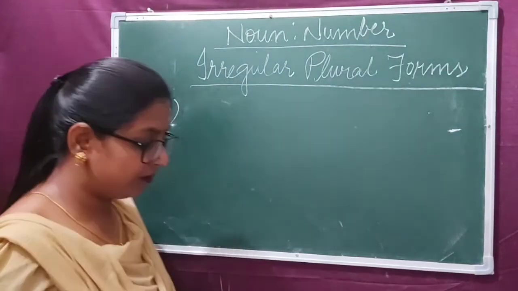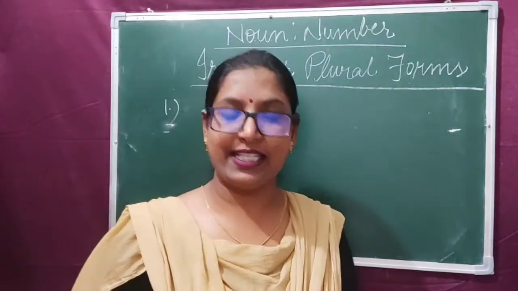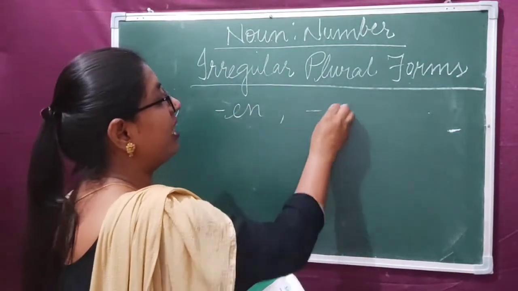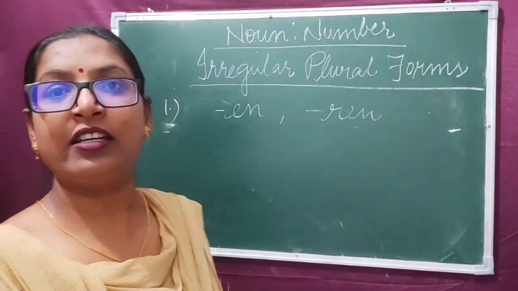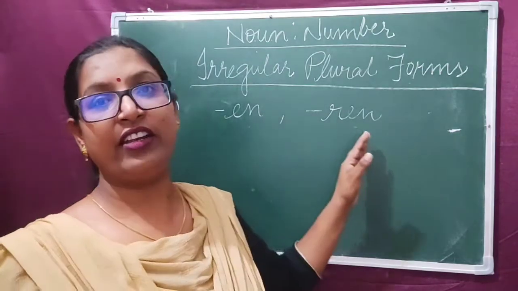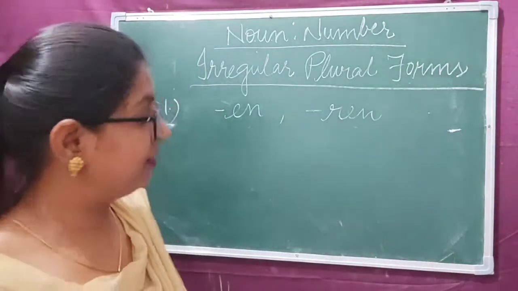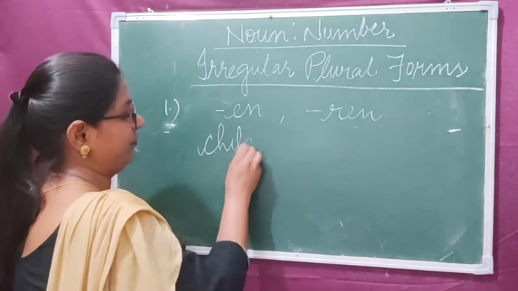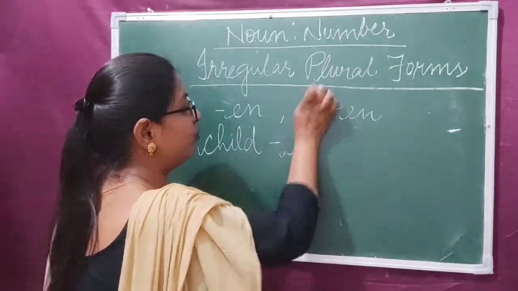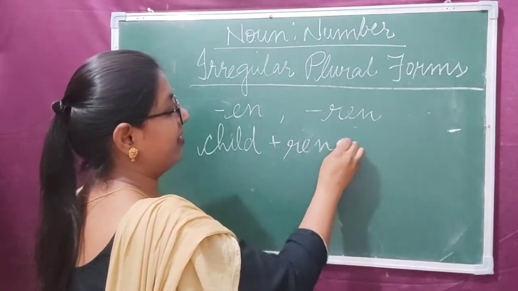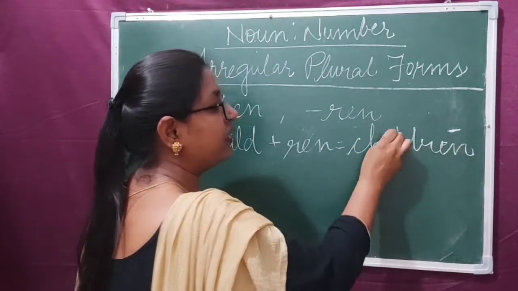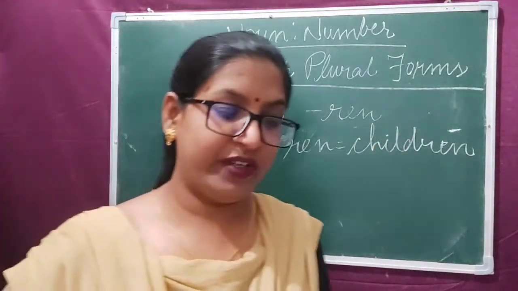What is the first rule? Some nouns add en or ren to form their plural. En or ren. Clear? We add en or ren to make them plural. For example, the word child. It is singular. We add ren with it to make it plural. We get the word children.